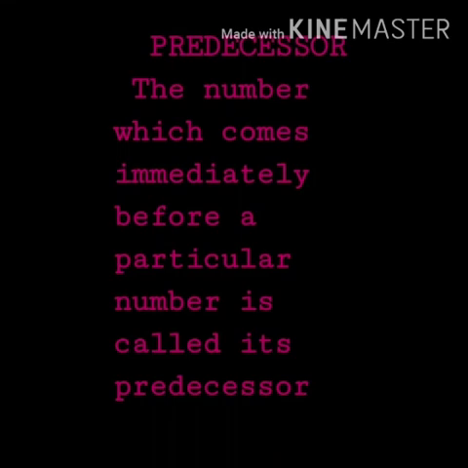So now let's see what is a predecessor. So predecessor means the number which comes immediately before a particular number is called its predecessor. To find the predecessor, what we have to do is subtract 1 from the given number. In successor, what have we done children? We have added the number. And in predecessor, we have to subtract the number. So let's see the example.